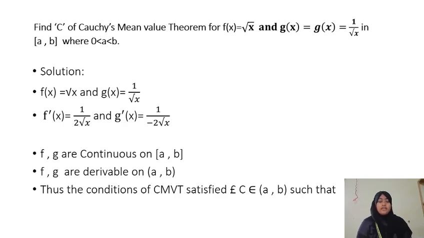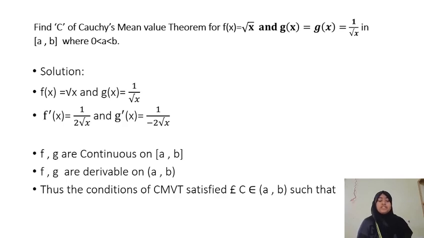We do the differentiation of these two functions. f dash of x equals 1 by 2 root x. Generally, the differentiation of root x is 1 by 2 root x. And g dash of x equals minus 1 by 2 root x cubed. The differentiation of 1 by root x is minus 1 by 2 root x.